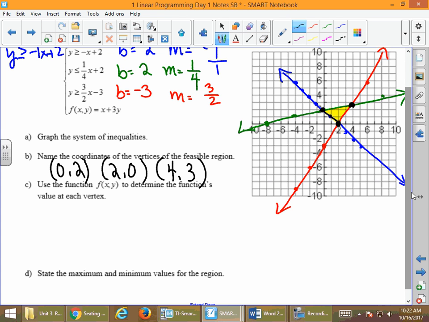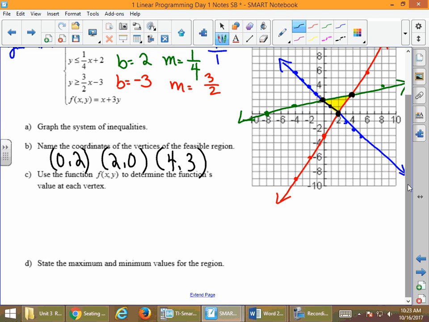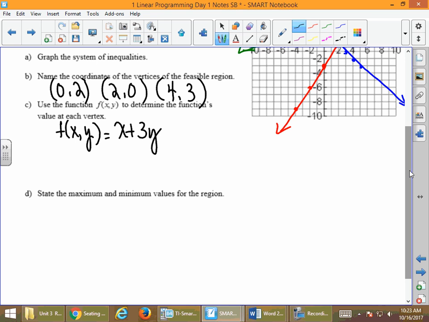And once we've identified those, we're going to use our f of x and y function, which is f of x comma y equals x plus 3y. We're going to use that to help us figure out what's the maximum value and what's the minimum value, and those values occur at one of the vertices of our triangle in this case. Remember that the ordered pair 0, 2, that's x, y. And all of them are x, y.